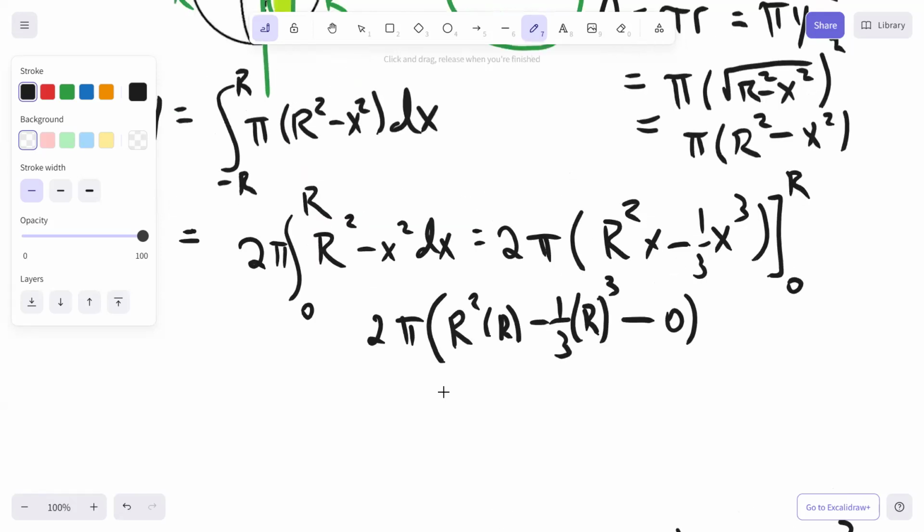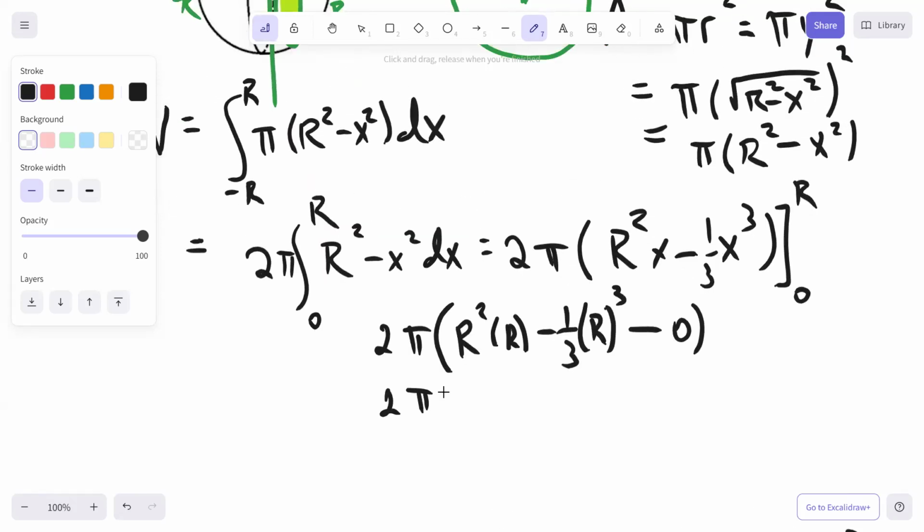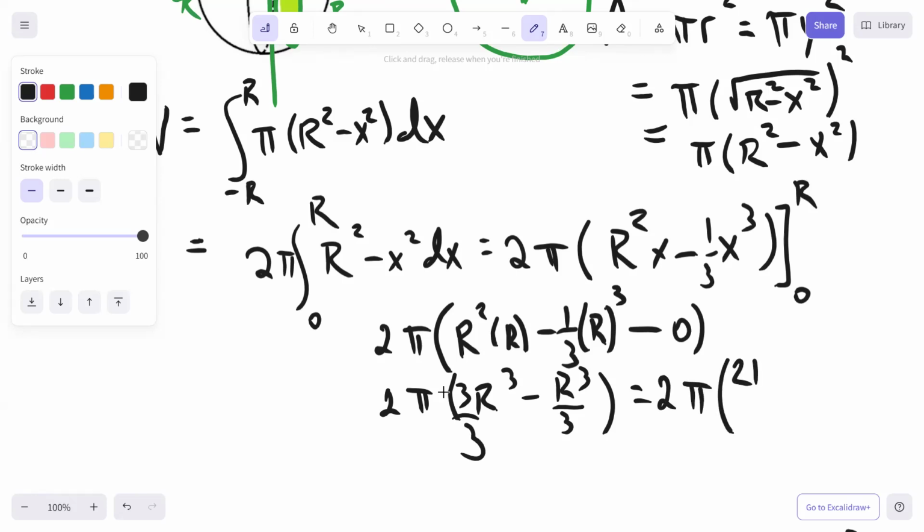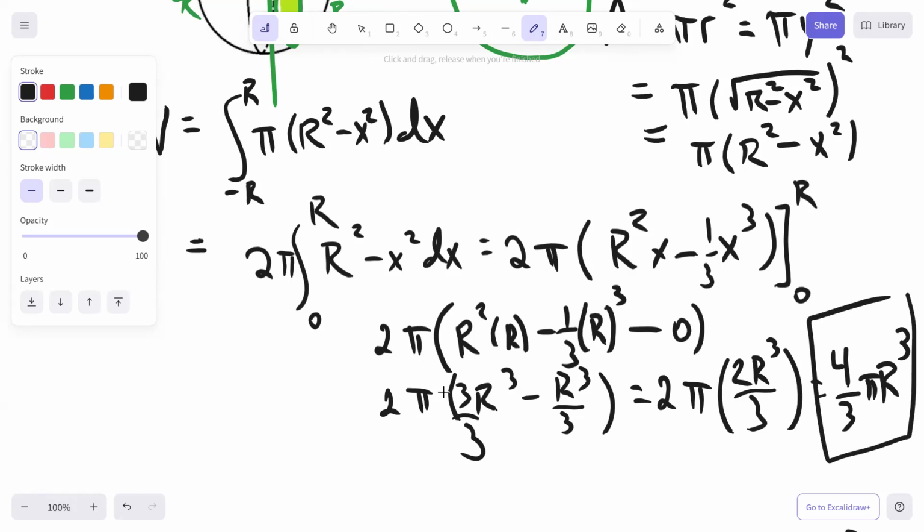Now you have 2 pi times r cubed minus r cubed over 3. You could think of this as 3r cubed over 3. So when you subtract, you'd have 2 pi times 2r cubed over 3. Multiplying by the 2 gives us 4/3 pi r cubed, which is the volume of a sphere. We just proved it using calculus. I think that's pretty cool.